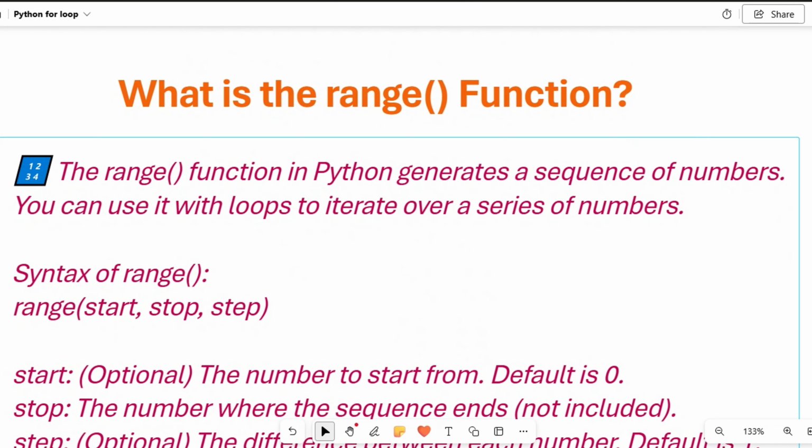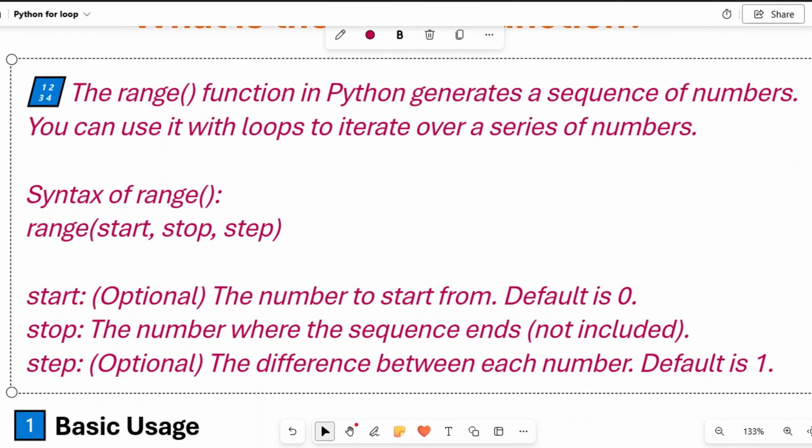Now, what is the range function? So how does range work? The range function in Python generates a sequence of numbers. You can use it with loops to iterate over a series of numbers. So here is the syntax of range.